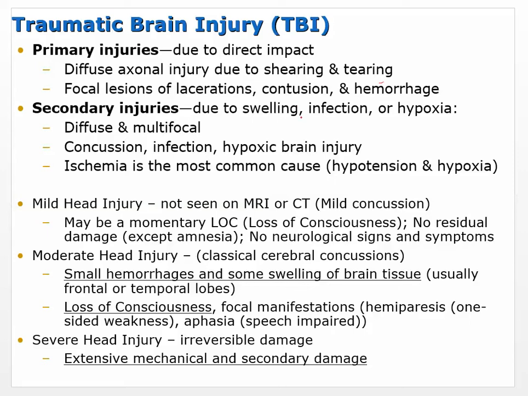Secondary injury is due to swelling, infection, hypoxia, which means a reduction in blood flow. They can be diffuse, they can be multifocal, which means it can happen in a number of different areas. This can be related to concussion, infection, or hypoxic brain injury, lack of oxygen. Maybe this needed to be up a little higher, but ischemia is the most common cause of these secondary injuries. You lose blood flow, which leads to hypoxia.